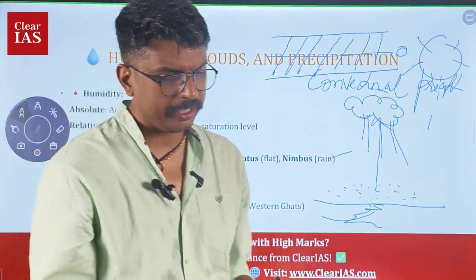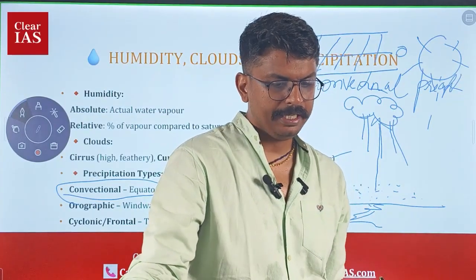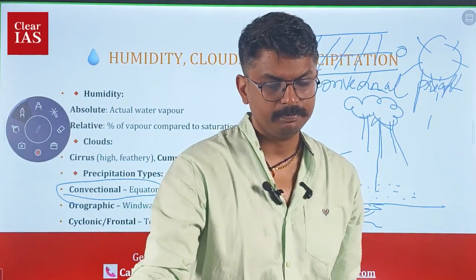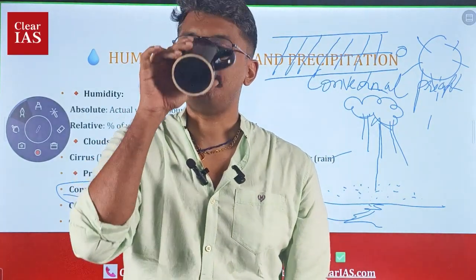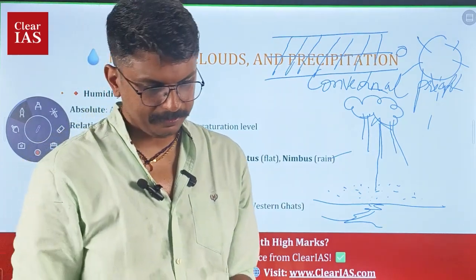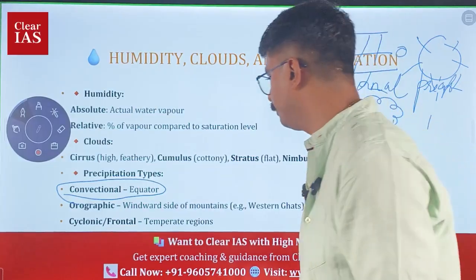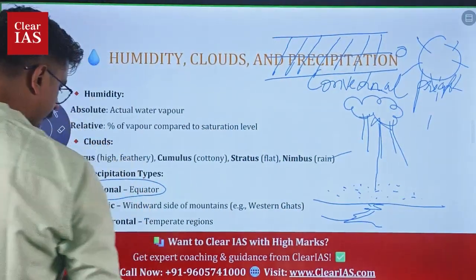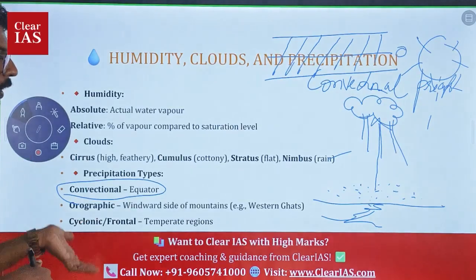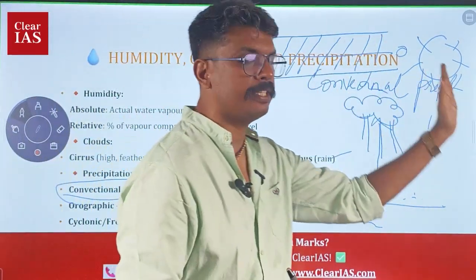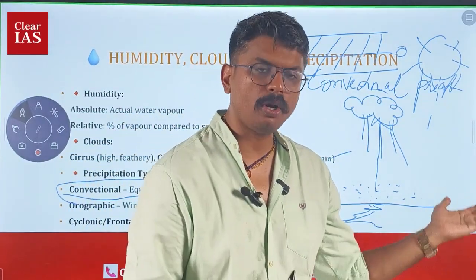So how will you make your notes? Write down convectional precipitation. Land gets heated, air above the land rises up, causing rainfall. Okay. So where would convectional rainfall usually we can see? Mostly we can see it in hot regions, equatorial areas or tropical regions.